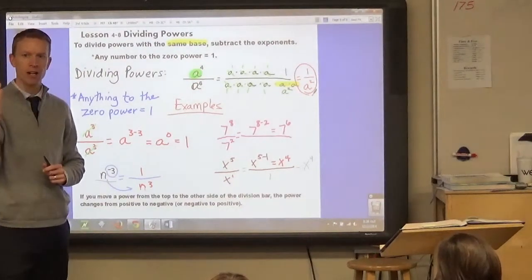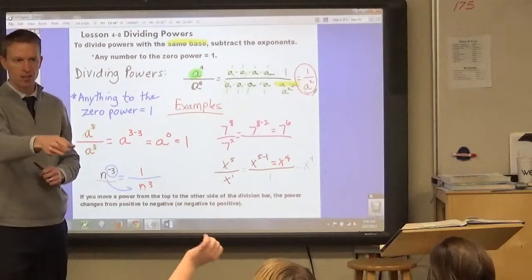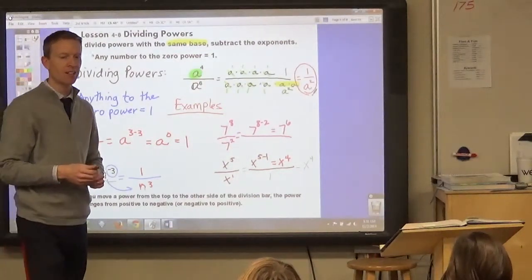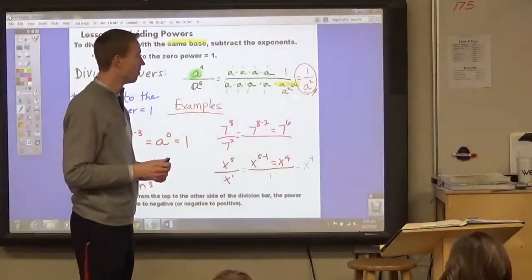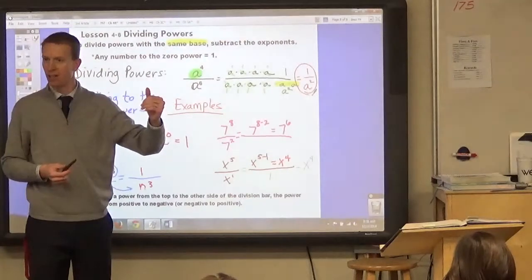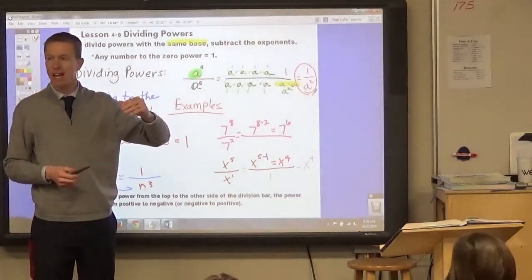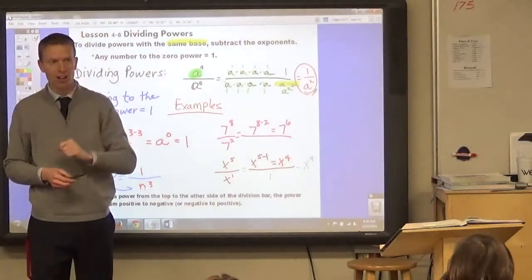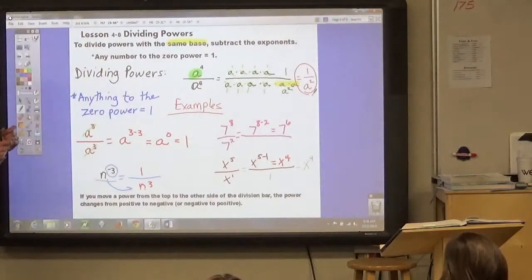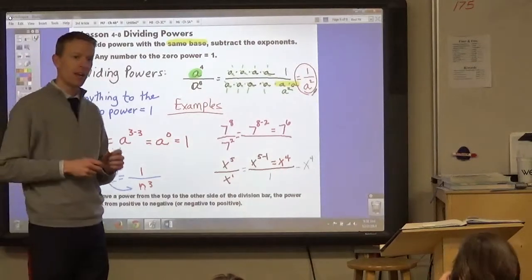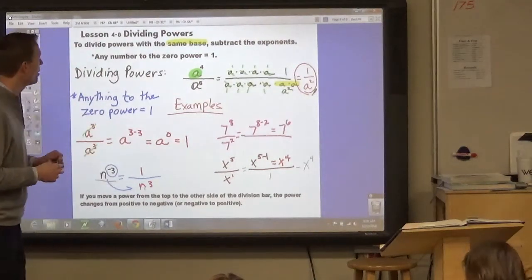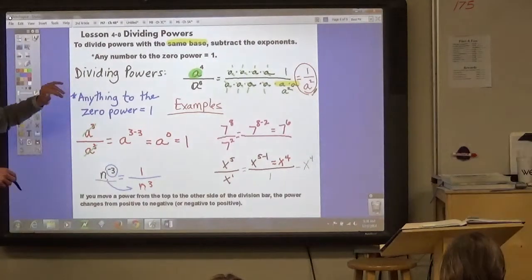3 divided by 3 is 1. Yep, any number divided by itself is 1. A divided by A is also 1, right? What we're doing is subtracting their exponents when we get that. Okay? And we're going to be doing that with variables today.